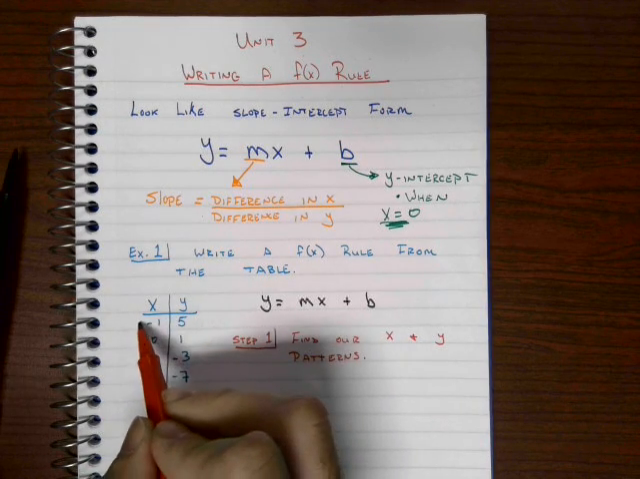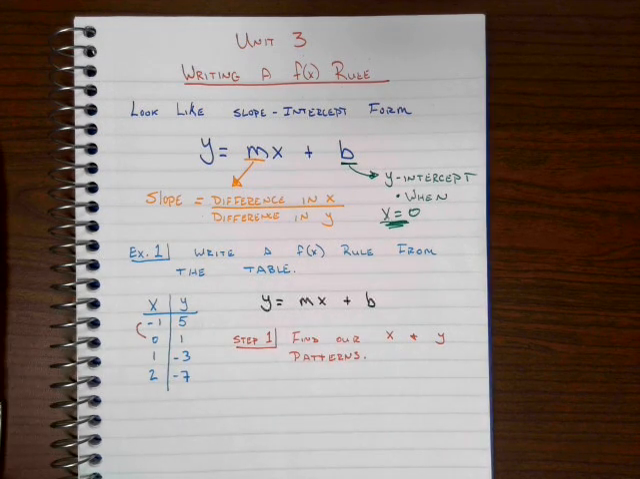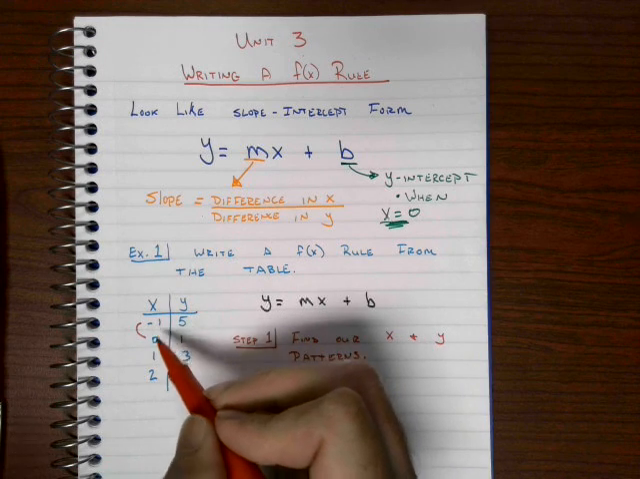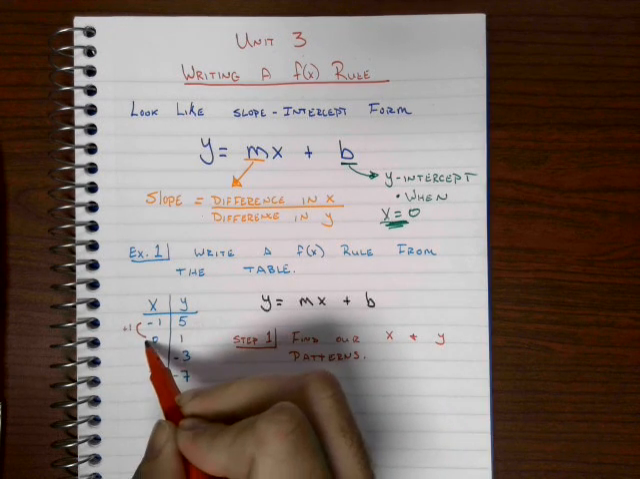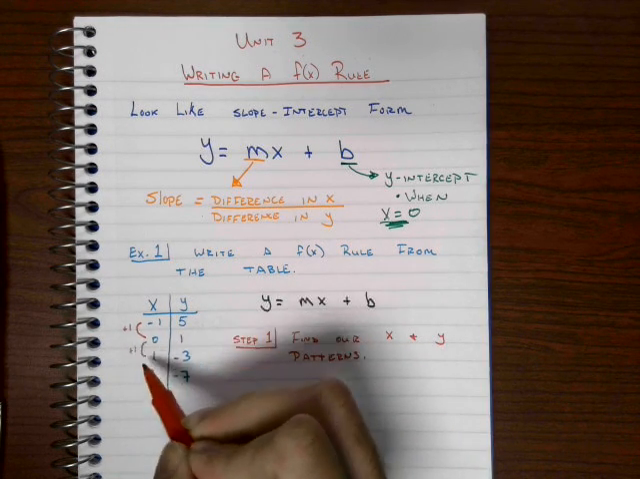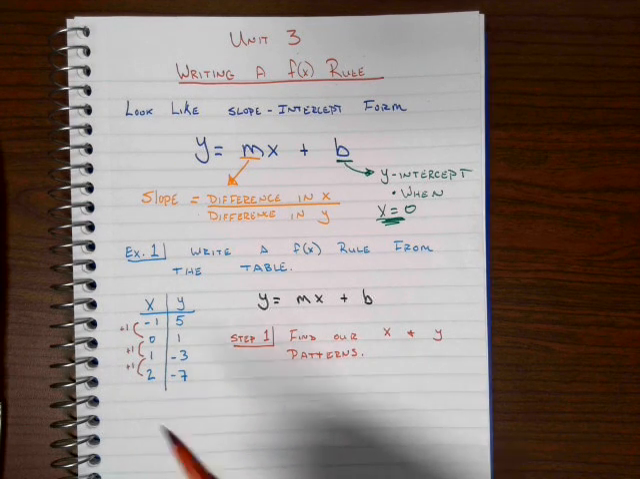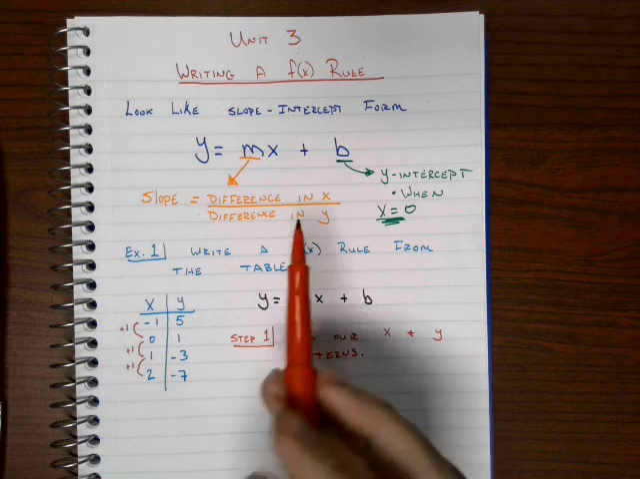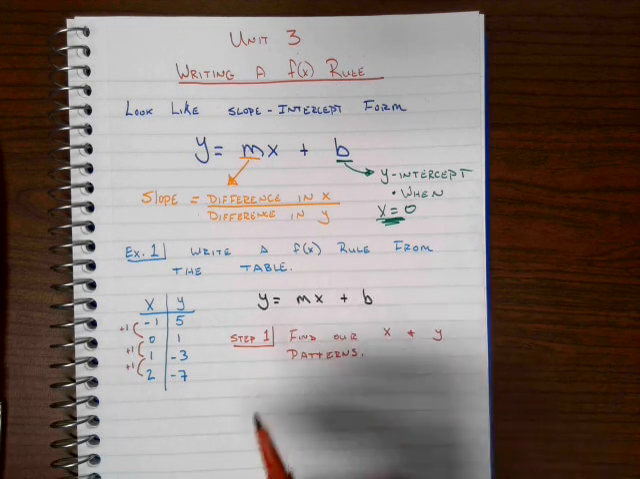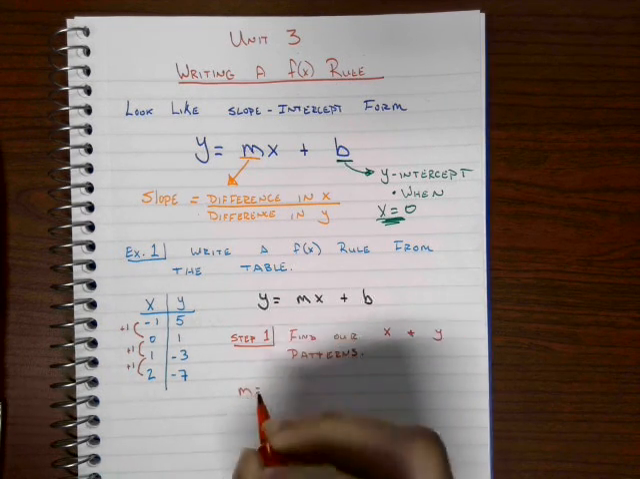From this x to this x, what's happening? Well, we're adding 1. -1 plus 1 is 0. From here to here, we're adding 1. Here to here, we're adding 1. So do we have a pattern? Yes. Our difference in x, remember it's difference in x over difference in y. So our slope, we're adding 1, so that's 1.